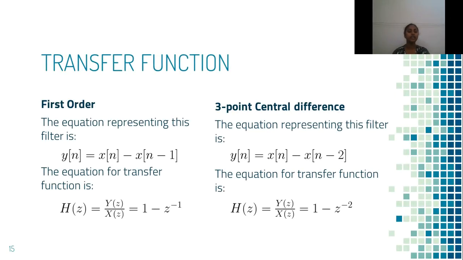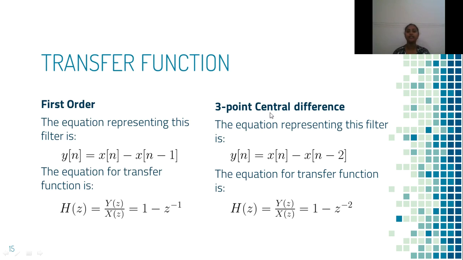For the first order derivative filter, the equation will be y of n equal to x of n minus x of n minus 1, and the transfer function can be obtained by applying the z transform, which is Y of z equal to X of z minus X of z by z. By considering Y of z by X of z, we will get 1 minus z inverse.